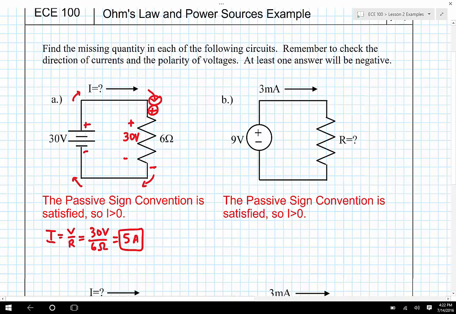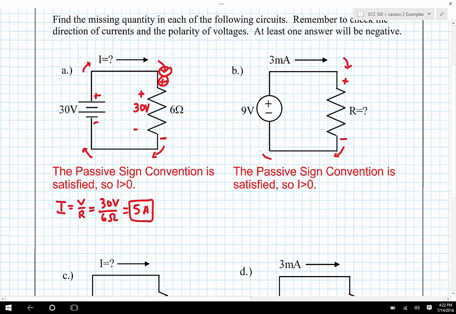Looking at part B, it's actually a little bit easier because the positive and negative are already explicitly shown. You can therefore write the positive terminal of the resistor up here and the negative terminal of the resistor down here. We can see that the current is again going to be going clockwise. It doesn't always have to be drawn clockwise, but many times we will show the circuit with a clockwise current. And again, you can see that the passive sign convention is satisfied. Current is flowing into the positive terminal.